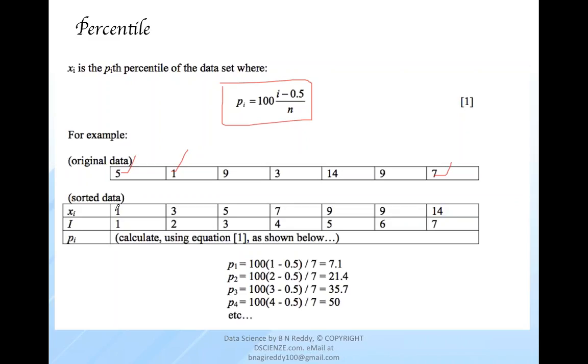Now we need to assign the sequence to each and every value: 1, 2, 3, 4, 5, 6, 7. Now let us substitute these values in the given formula. 100 times (i minus 0.5) divided by n, where i is nothing but the sequence, 1, 2, 3, and 0.5 is nothing but 1 by 2. n is nothing but the total values, which are 7, because we assigned the sequence 1 to 7. I just want to assign the percentile to each value in the given data set.